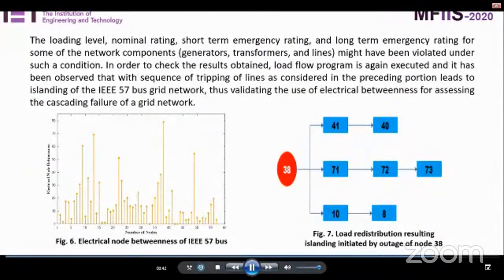In the next step, the bus with highest electrical betweenness is tripped. This induced load redistribution among adjacent lines. The simulation reveals that continuation of the iterative process for removal of an overloaded line followed by redistribution of loads and subsequent identification and tripping of lines with highest degree betweenness leads to cascading failure. The mapping diagram is shown in figure 7.